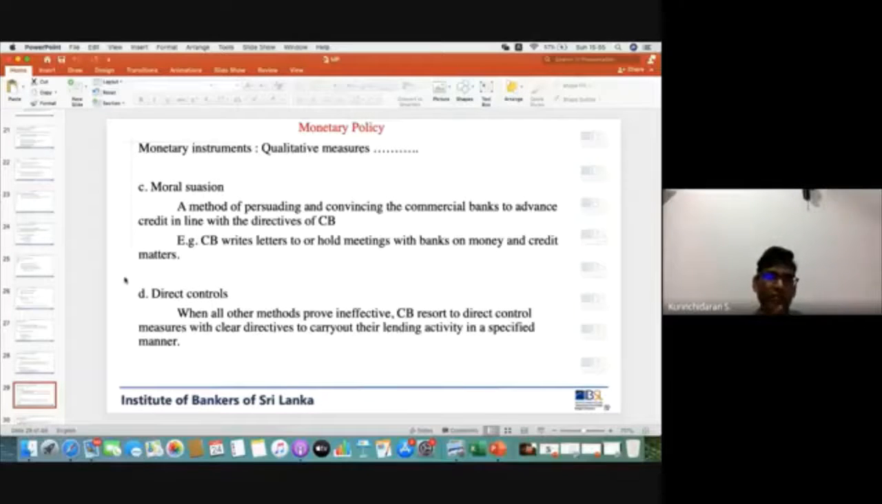So sometimes this works. Sometimes what the central bank does is conduct moral suasion. What do you mean by moral suasion? A method of persuading and convincing the commercial banks to advance credit in line with the directives of the central bank.